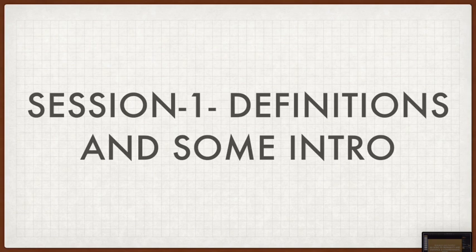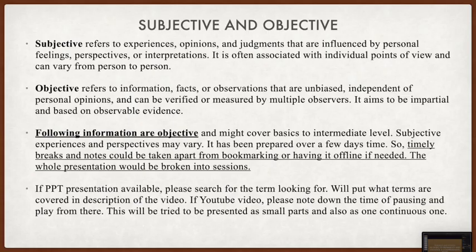Before going into the topic, this is just some philosophical note. Subjective and objective. Subjective refers to experiences, opinions and judgments that are influenced by personal feelings, perspectives or interpretations. It is often associated with individual points of view. Objective refers to information, facts or observations that are unbiased, independent of personal opinions. So the following information is going to be objective.